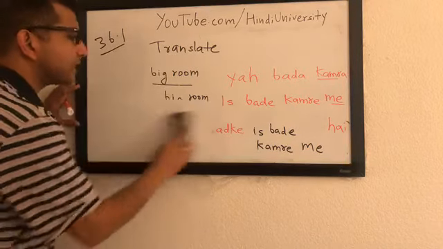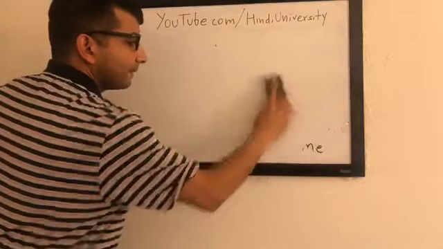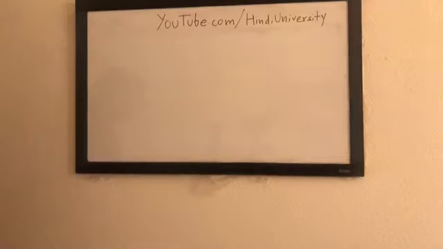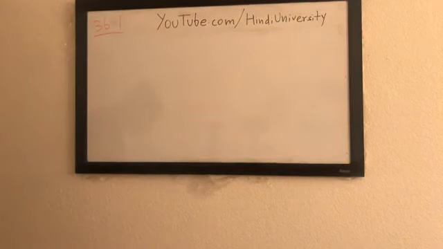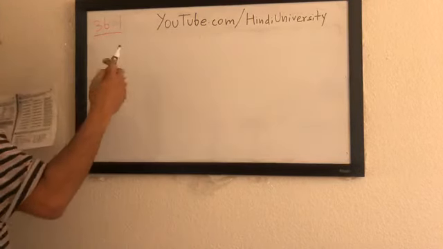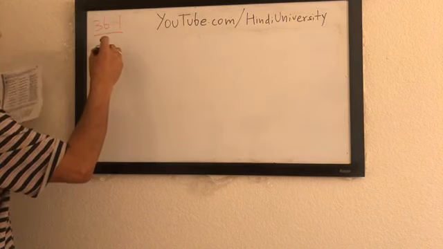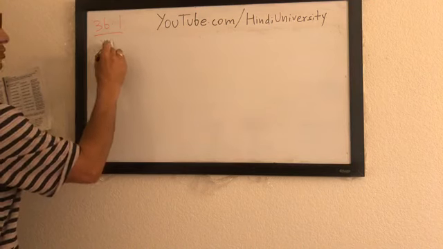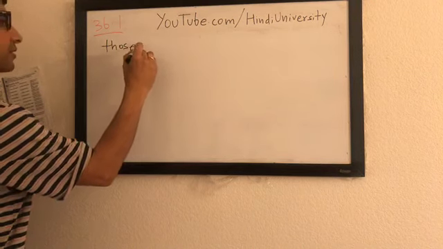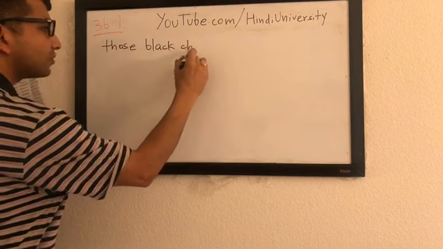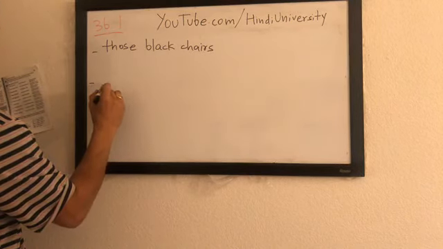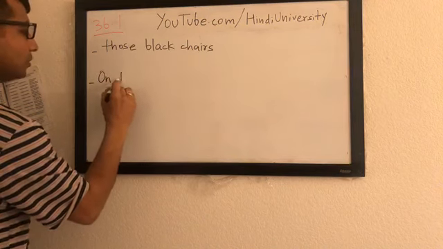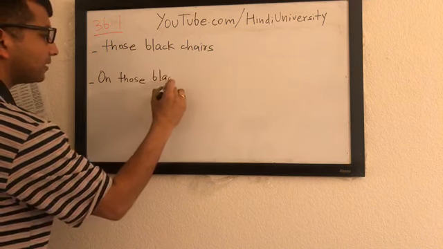In exercise 3B1, we'll start with the next one. Okay? So the next one I have is again from 3B1. It might appear that we are going slow, but don't worry. As long as you can follow me, we will pick up the pace later on, right? The point is to be able to understand this concept and be able to do it quickly. Okay. So next one is those black chairs. Okay. So first we'll translate that, and after that we'll do on those black chairs. On those black chairs.